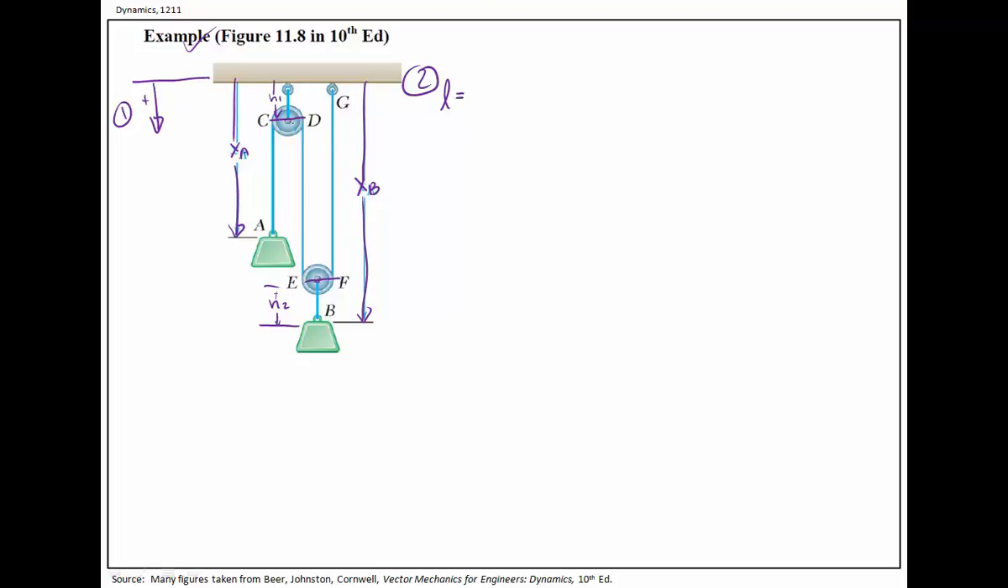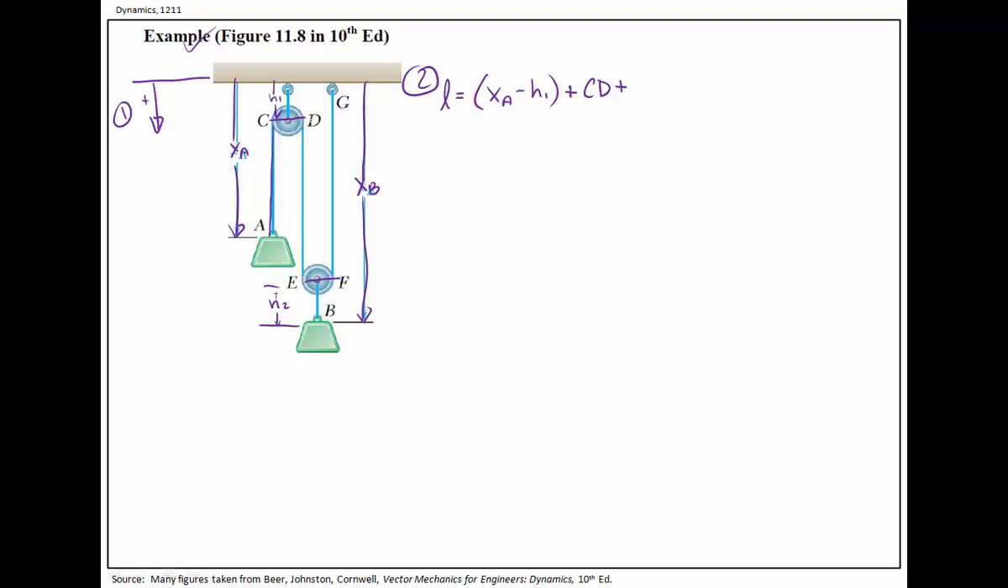So take a look at the distance between A and C. I want to get the length of the cable. Once again, that's step 2, where we find the length of the cable. So the length between A and C is going to be XA minus H1. So the length of this cable right here is XA minus H1. And now let's add in the arc that's between C and D. I'll just write CD to represent that arc that's around the pulley.